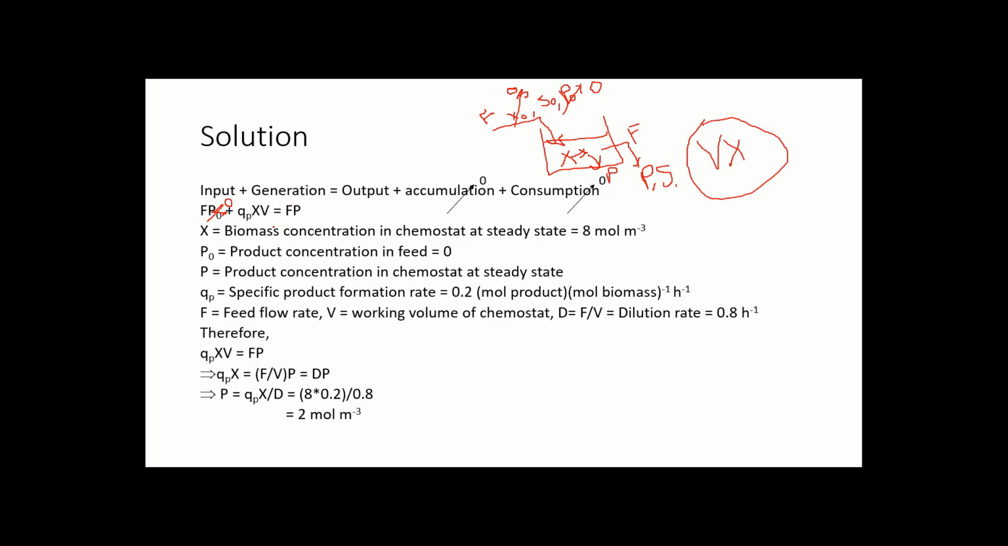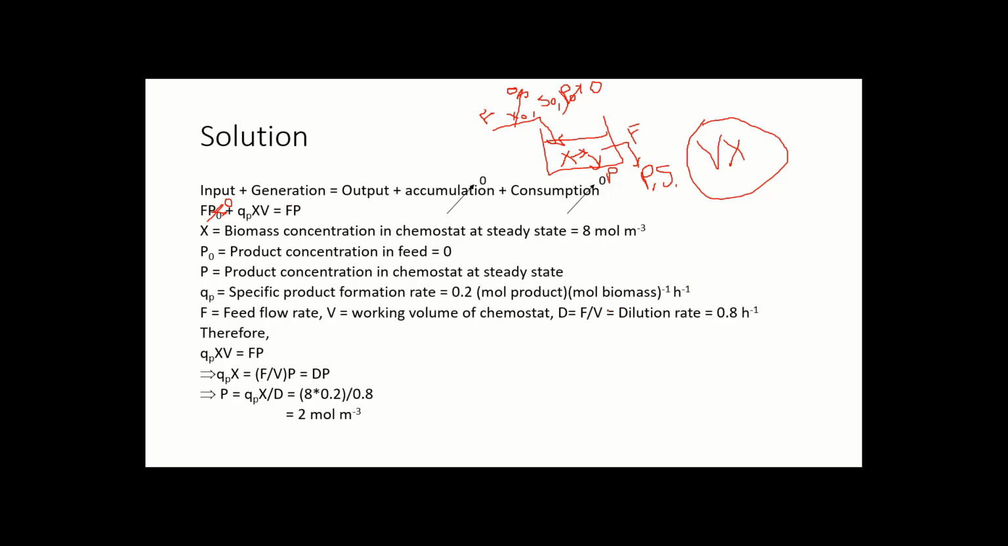Now, from this equation, we can rewrite it as Qpxv equal to Fp. Then you can also write Qpx equal to F by V into P, and F by V equals the dilution rate, which is 0.8 hour inverse. So in place of F by V, we can write D. So Qpx equals DP. So P equals Qpx by D. Qp is given as 0.2, right? X is given as 8 mole per meter cube, right? By D you need to calculate.